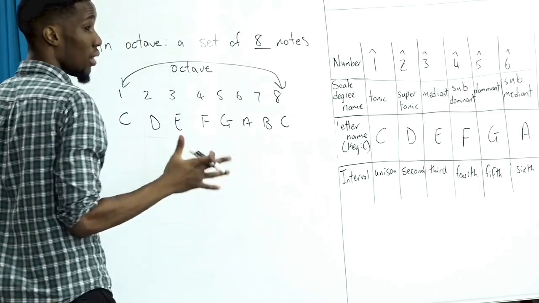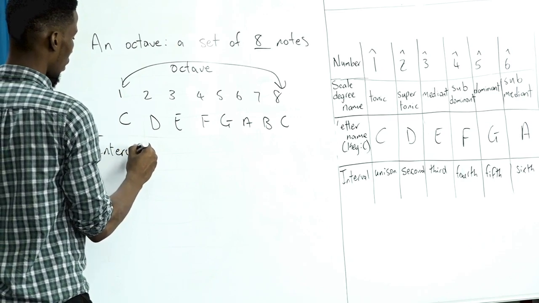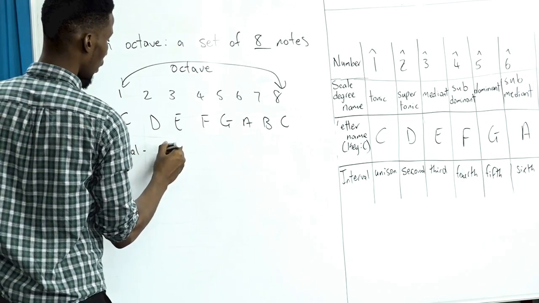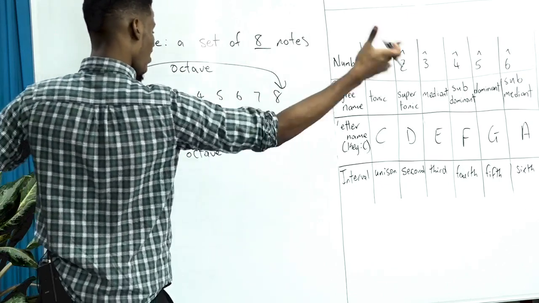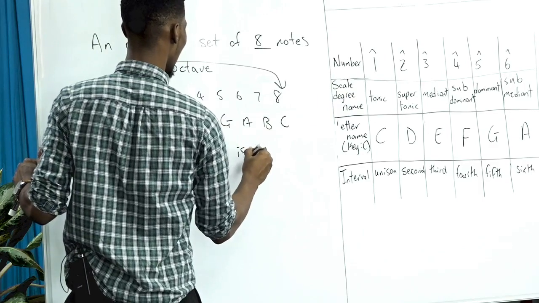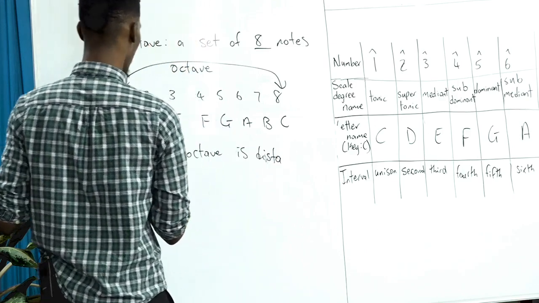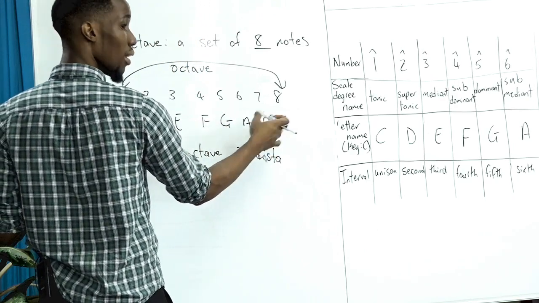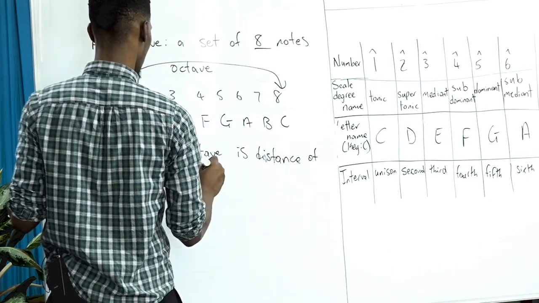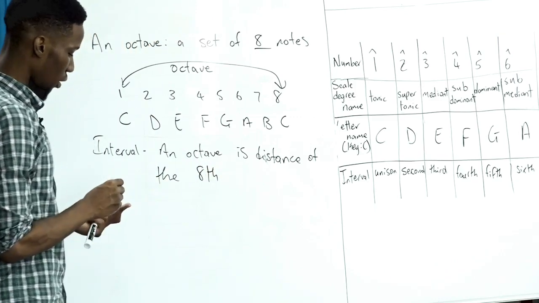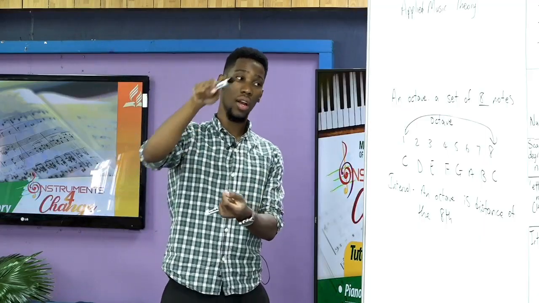Or, within the context of intervals, an octave is a distance of the eighth. Remember you have first, second, third, fourth, fifth, sixth, seventh, eighth. So it's a distance of the eighth. Essentially it is from one pitch to the other pitch above, or one pitch to the other pitch below.